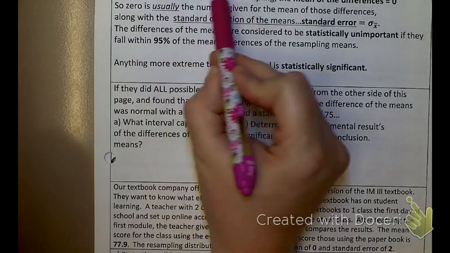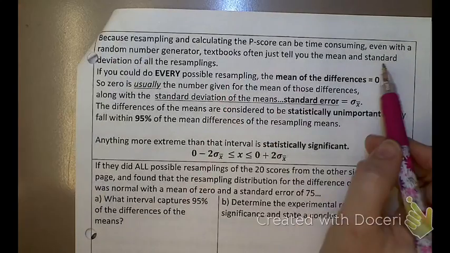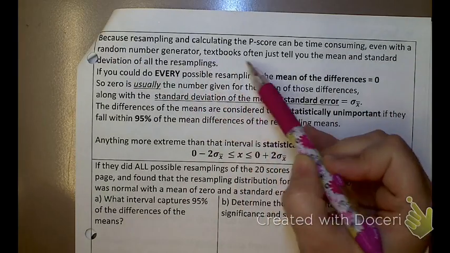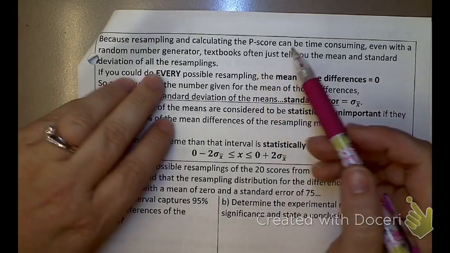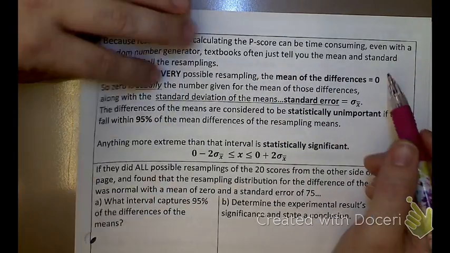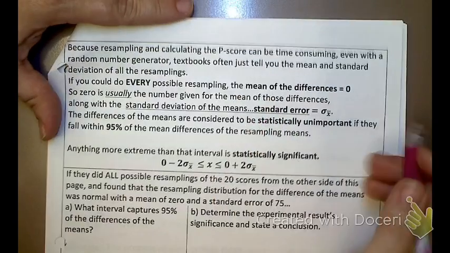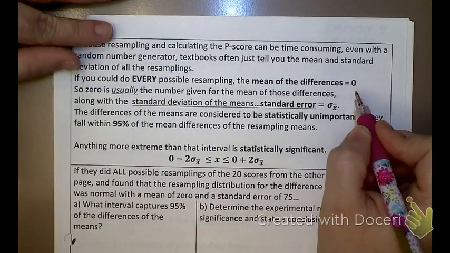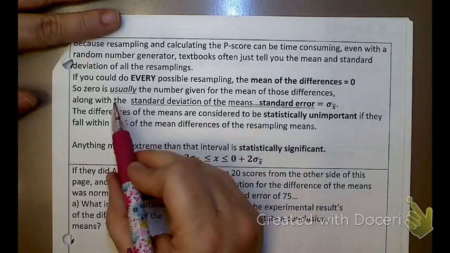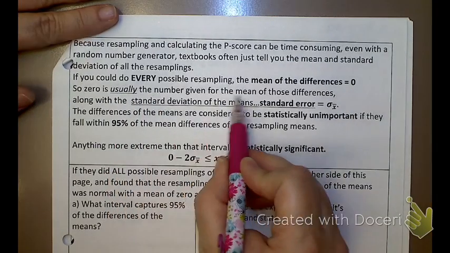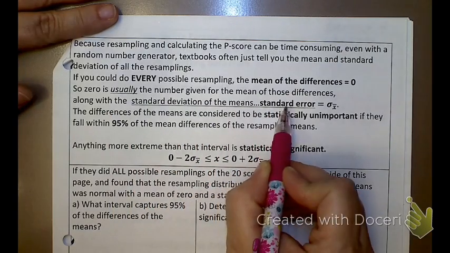Because resampling and calculating the p-score can be time consuming, even with a random number generator, textbooks often just tell you the mean and the standard deviation of all the resamplings. If you could do every possible resampling, meaning the 184,000, the mean of the differences would equal 0. The average of all the differences would equal 0. So 0 is usually the number given for the mean of those differences, along with the standard deviation of the means. That means the standard error.